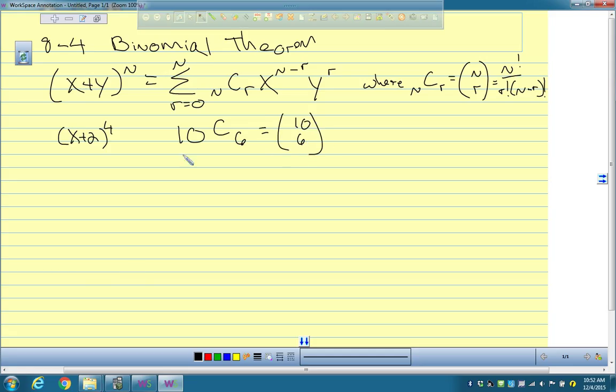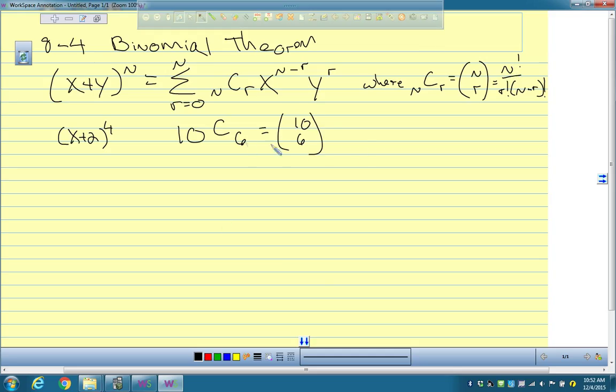If you have 10 people to choose from and you want to make a committee of 6, this is the number of ways you could make that committee, because the order doesn't matter. We'll talk more about that on Monday, when order matters and when it doesn't.